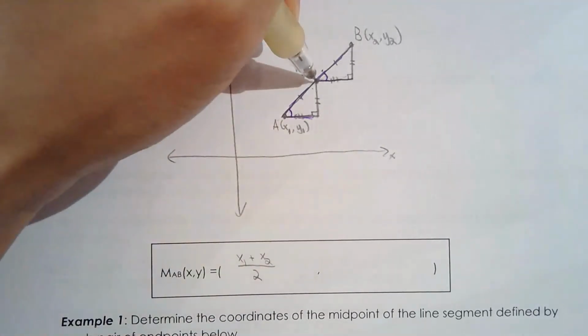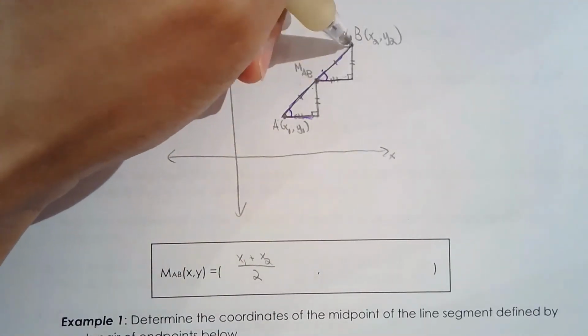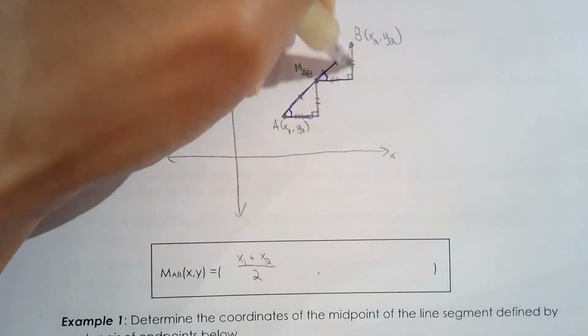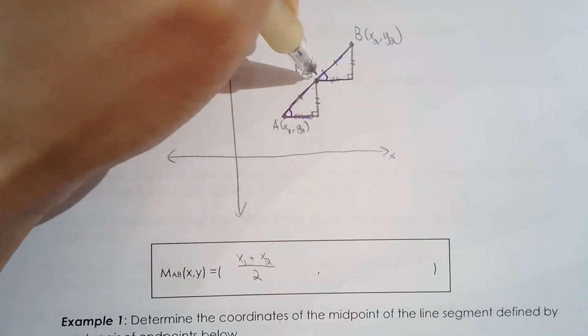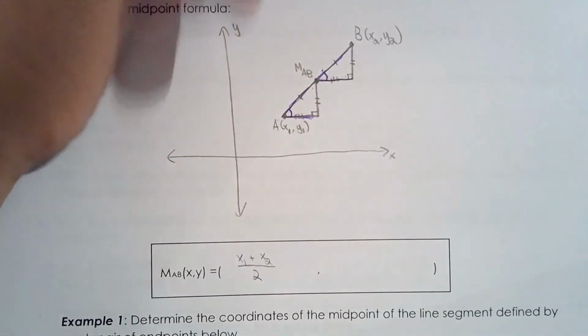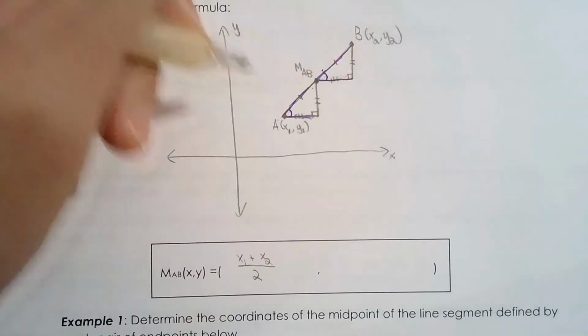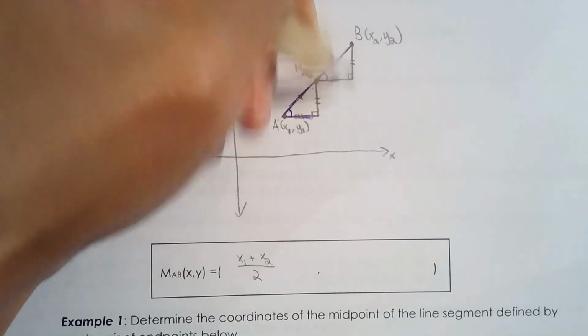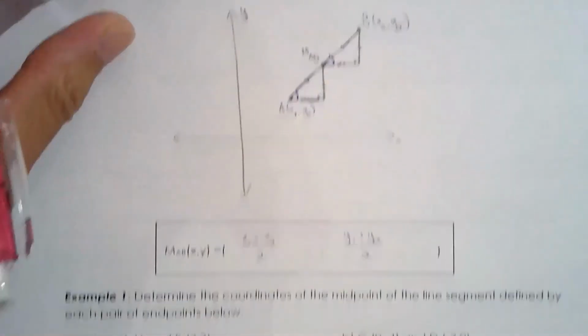And how do you find the y-coordinate of the midpoint? You have to remember, because this length is the same as this length, to find the y-coordinate of the midpoint, guess what? You have to average the y-coordinates too, to find the halfway point. So there you go.